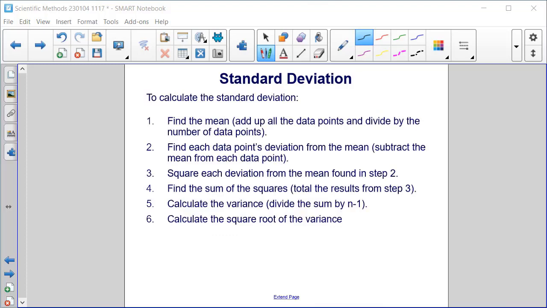To calculate the standard deviation, first find the mean. Add up all the data points and divide by the total number of data points. Then find each data point's deviation from the mean. So subtract the mean from the data point. Square each deviation from the mean. So whatever you find in step 2, square it. Then find the sum of those squares. Total up all the results from step 3. Calculate the variance, so divide that sum by n minus 1, and then find the square root.